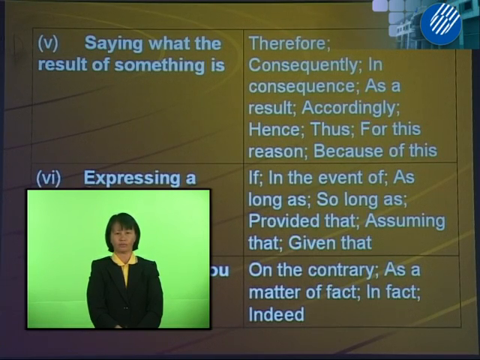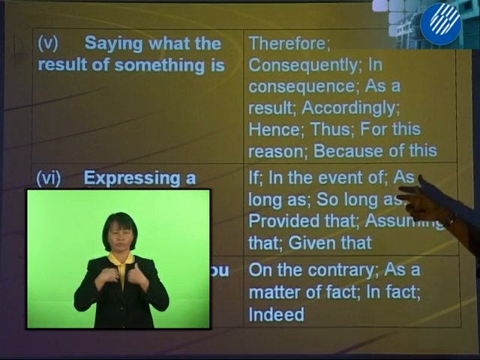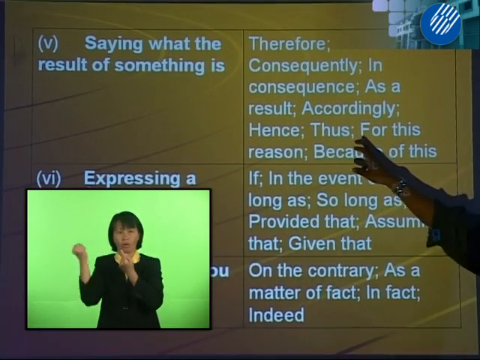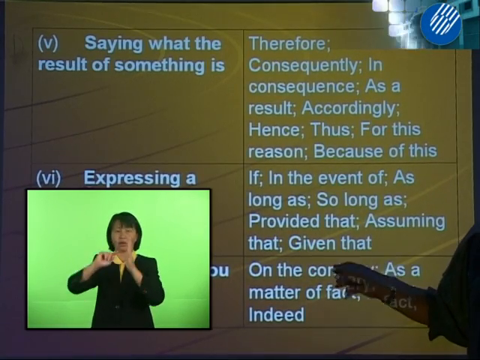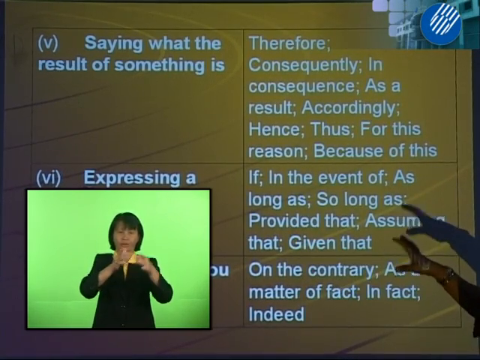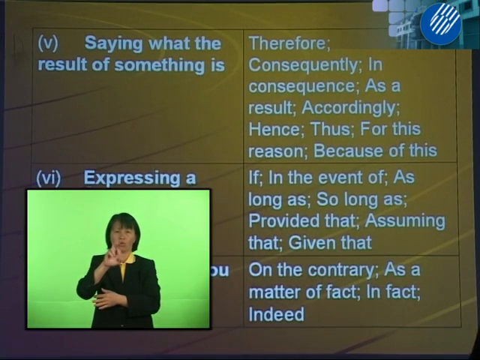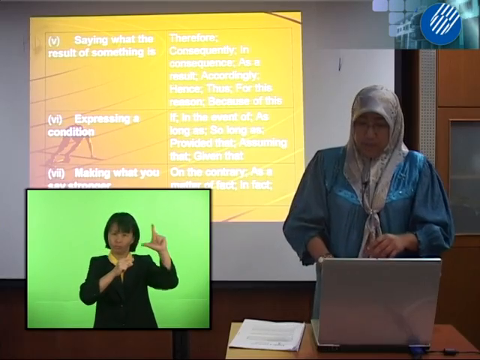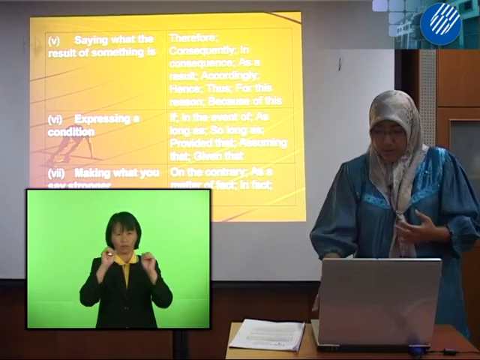Saying what the result of something is. So for example, therefore, consequently. Expressing a condition. So look, you will notice that all these begin with capital letters. Therefore, these discourse markers are usually positioned at the start of a phrase or at the start of a clause. Okay? So next are types of discourse markers that can be used in essay writing.